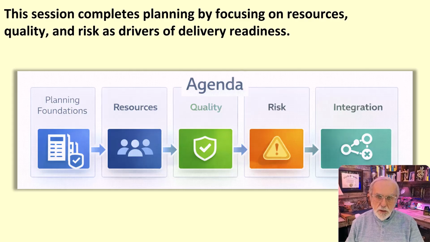This week continues and completes our focus on project planning by shifting away from how work is structured to how it's supported and controlled. We'll begin by framing planning in terms of delivery readiness, then move into 3 key areas: resources, quality, and risk. And from there, we'll bring those elements together and look at how integrated planning strengthens execution readiness and improves overall project delivery.